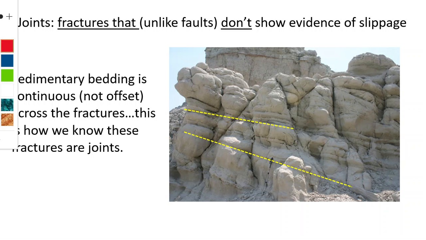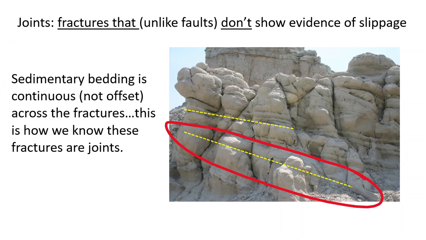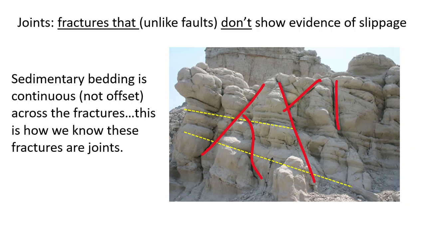The yellow dashed lines represent bedding planes that I've drawn. So that's sedimentary bedding, and then you can pretty clearly see the cracks here, here, here, here, etc. And notice especially that across a single crack, we don't see any shifting or offset of the sedimentary layers. As far as we can tell, the sedimentary layers appear to be continuous across the cracks. So that's what makes these cracks joints as opposed to faults.